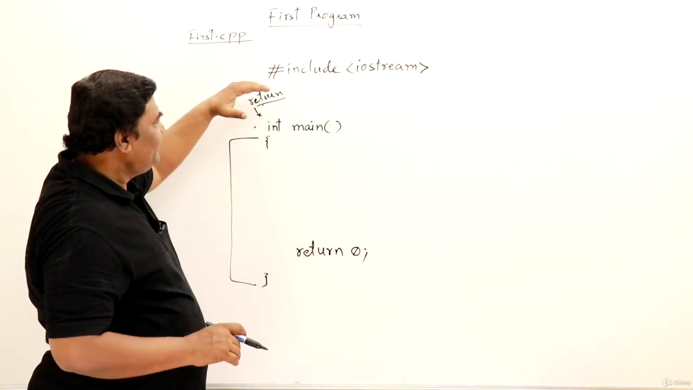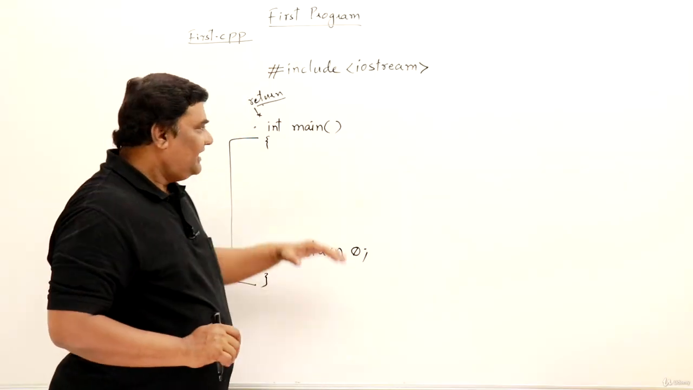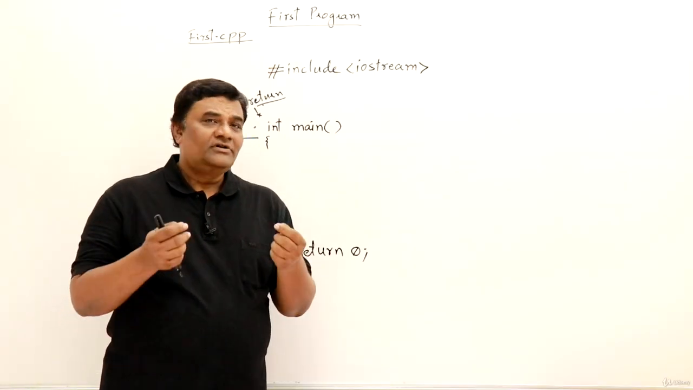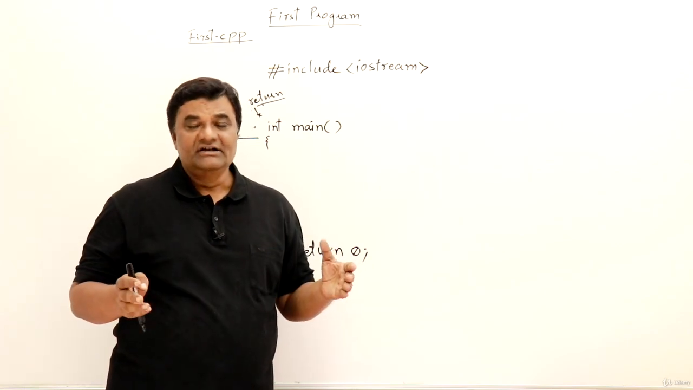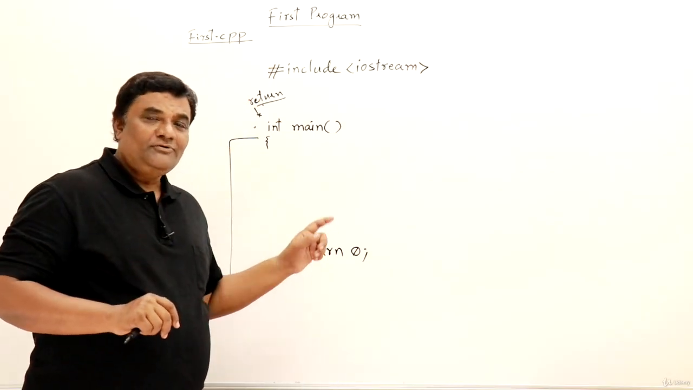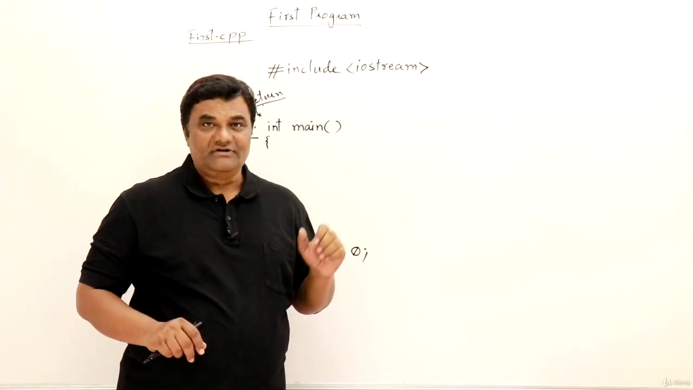Then what does this hash include mean? I'll explain it. First of all, I will write something here inside the main function and show you. As a first program, I want to give a welcome message. So I will write hello world. I want this program to print hello world on the screen when I run the program.